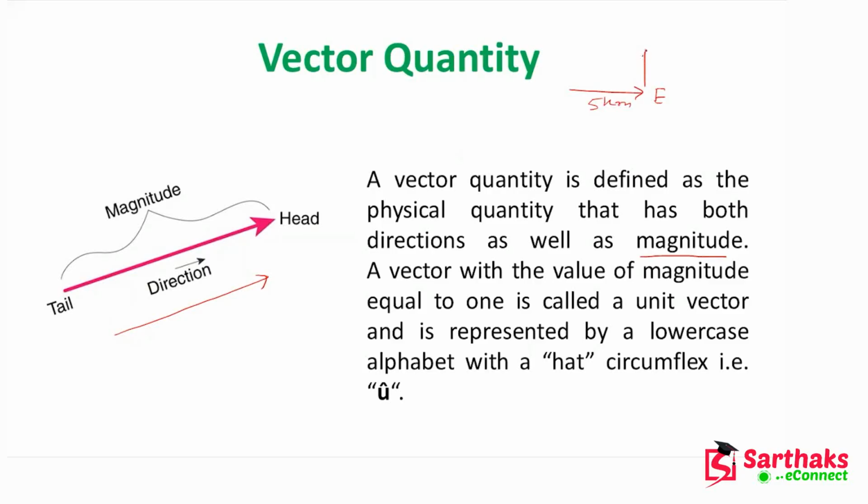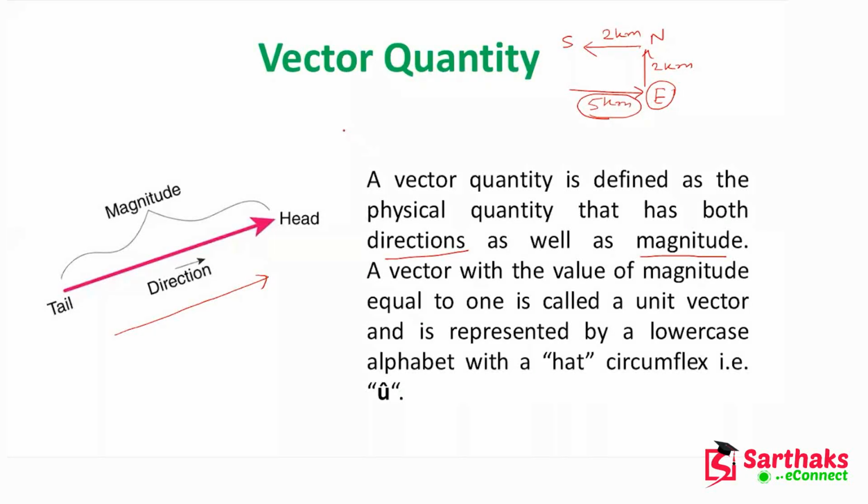Then I have moved 2 kilometers towards north. Then again I have moved towards south some 2 kilometers, right? That means at every point you have the magnitude, the 5 kilometers you are moving, but in a particular direction: towards east, towards north, towards south. So the vector quantity is defined as the physical quantity that has both direction and magnitude, right? So this is the vector quantity.